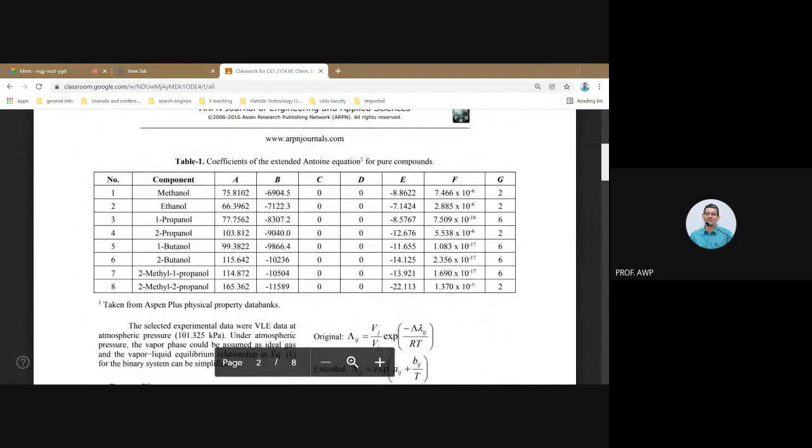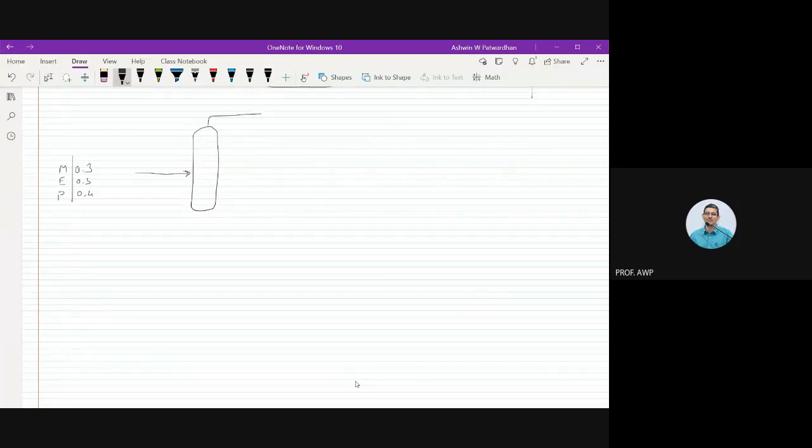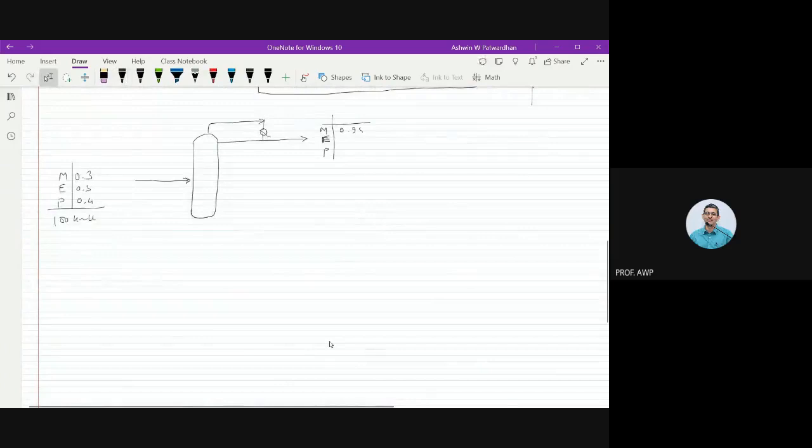So if I have the same problem now, with methanol, ethanol, and propanol, with mole fractions 0.3, 0.3, and 0.4, let's say 100 kilomoles per hour, at the top of the distillation column. Take the same values. What was the condition? 0.95, 0.0499, 0.0001.